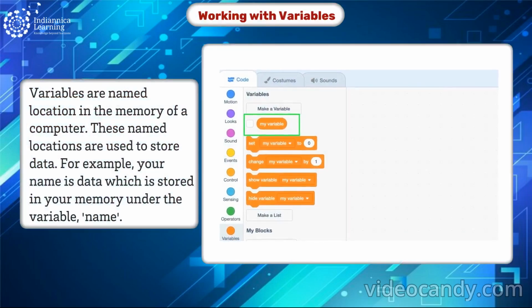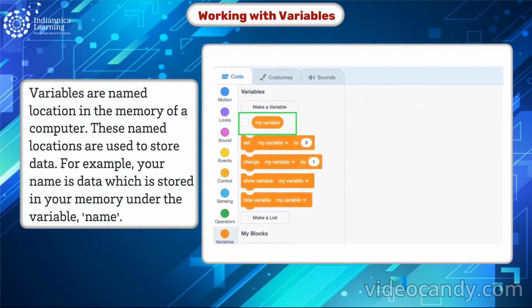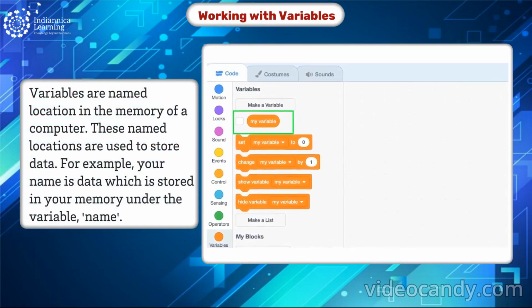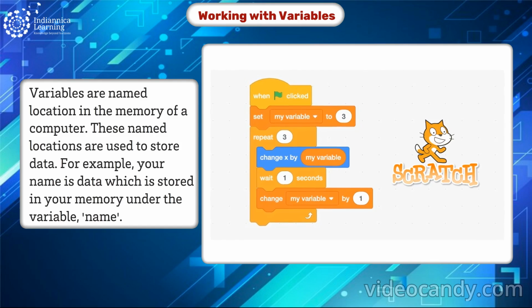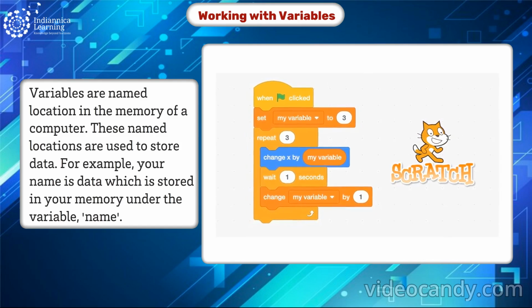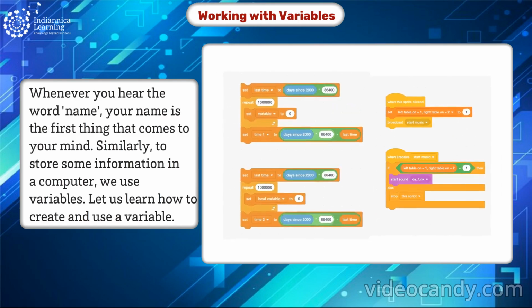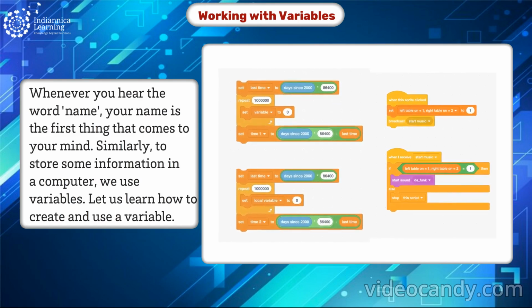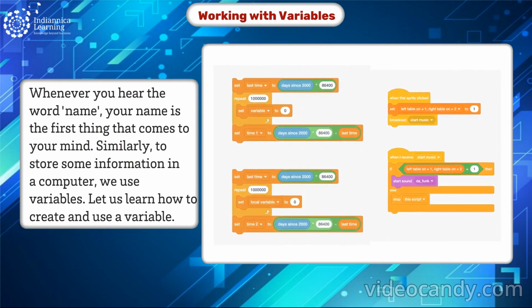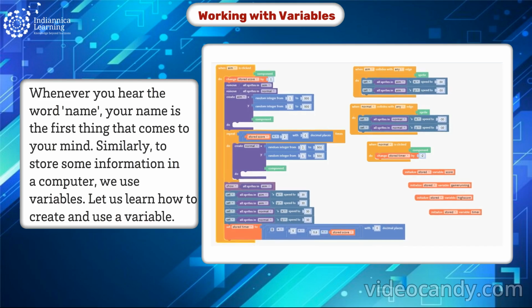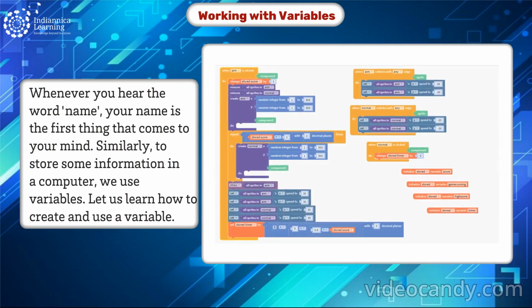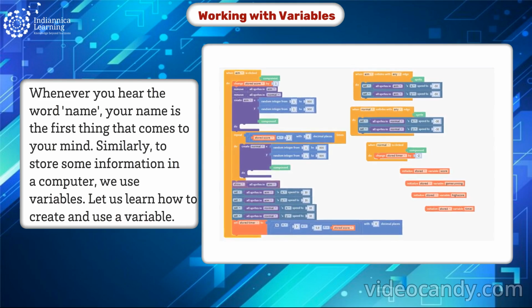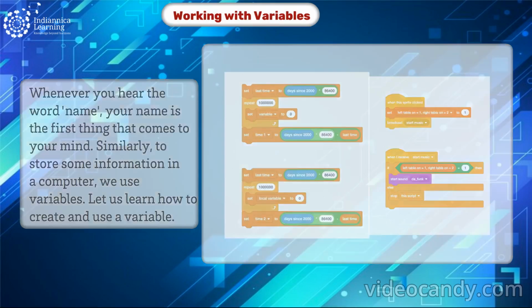Working with variables. Variables are named locations in the memory of a computer. These named locations are used to store data. For example, your name is data which is stored in your memory under the variable name. Whenever you hear the word name, your name is the first thing that comes to your mind. Similarly, to store some information in a computer, we use variables. Let us learn how to create and use a variable.